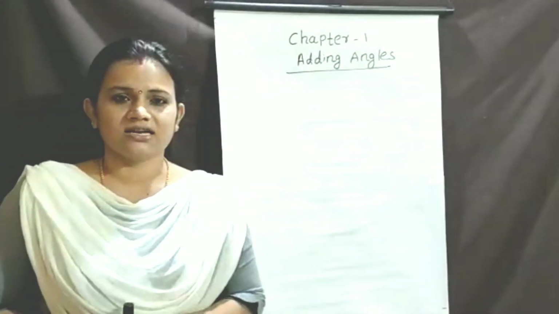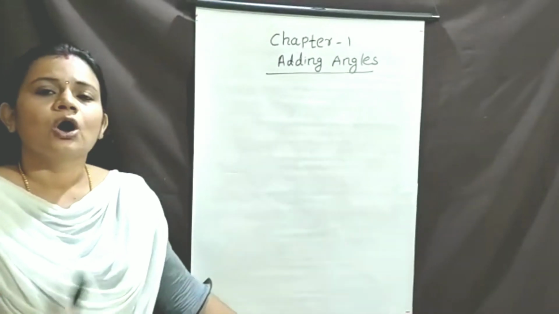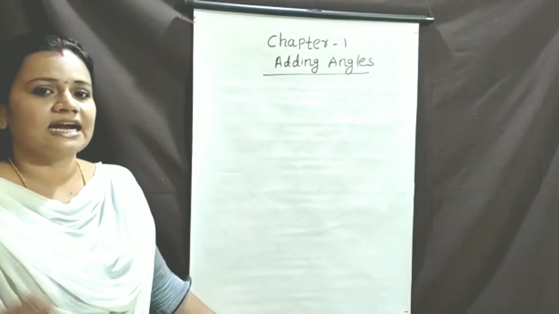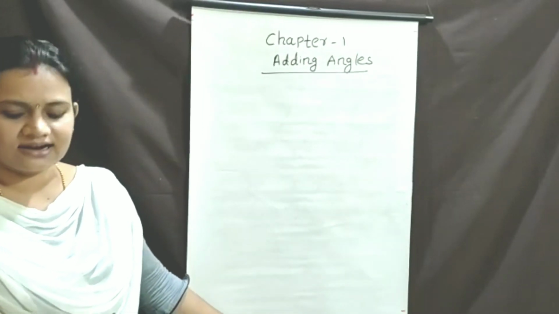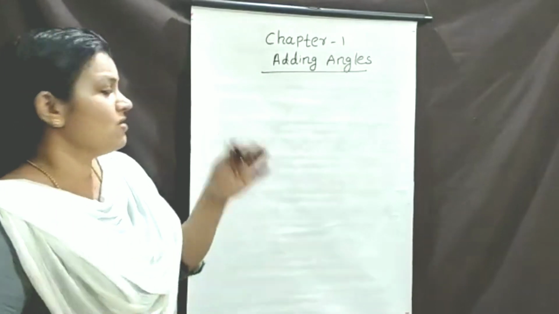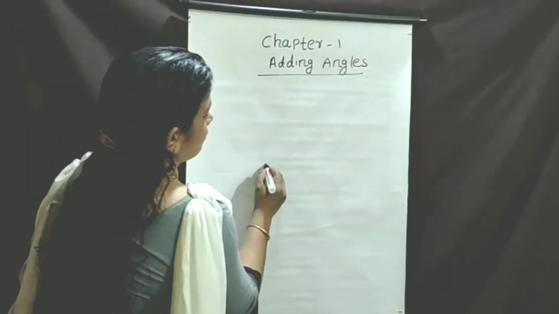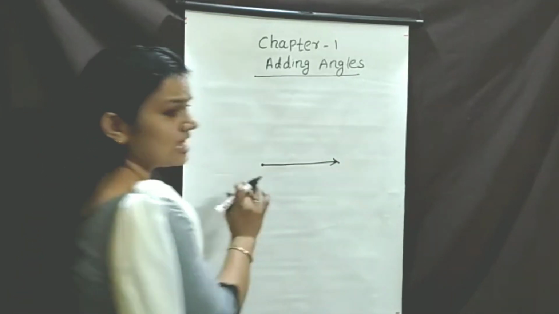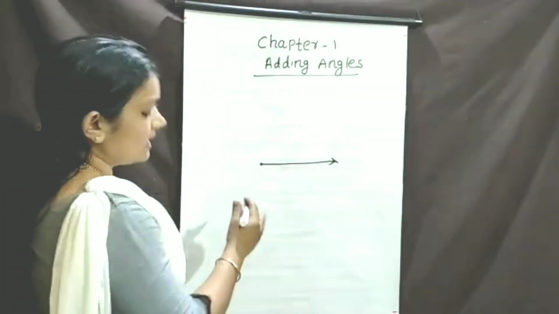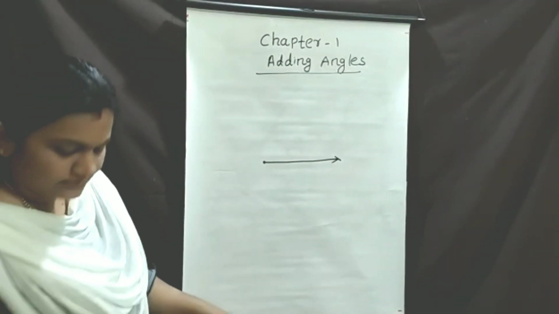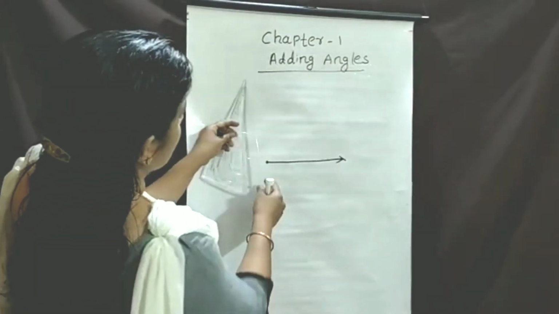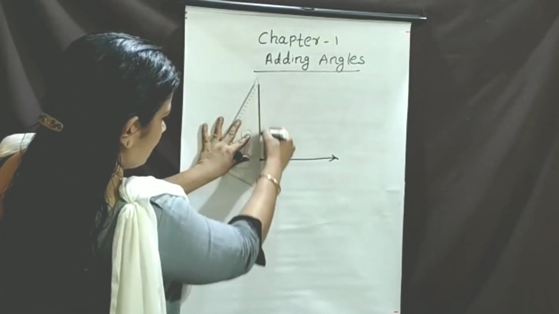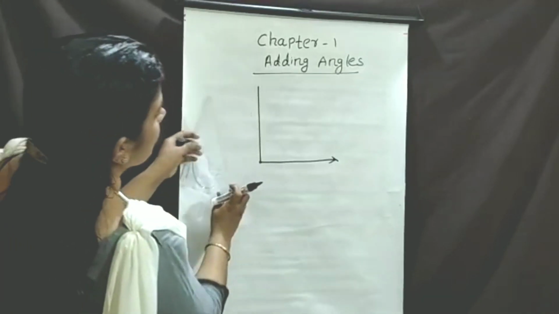Now we are discussing our chapter, Chapter 1, adding angles. So many angles are given in your textbook. First of all, we are studying the right angle. What is the right angle? First, I will draw one baseline. This is the baseline of the angle. Then we draw the next one, a straight line. This is a perpendicular line. Draw one perpendicular line.